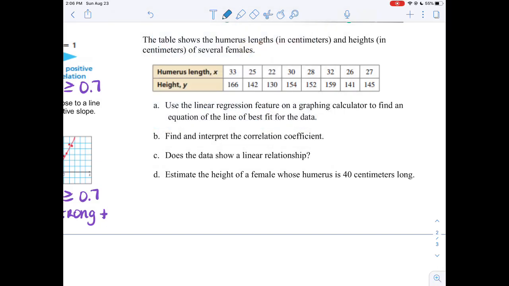We're going to take a look at one more example, and this table shows the humerus length, humerus is a leg bone, in centimeters, and the height in centimeters of several females. So they collected some data on the length of their leg bone and how tall they were, and want to see if that's a linear correlation. So again, our graphing calculator of choice is going to be Desmos today. And so let's go over there and plot our data.